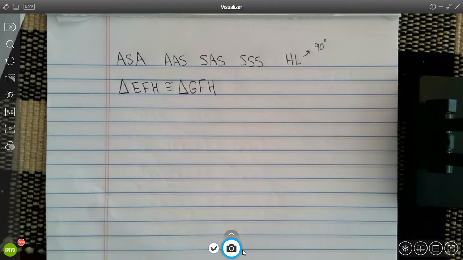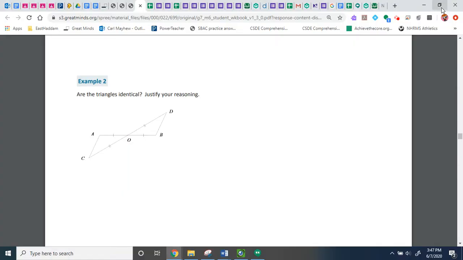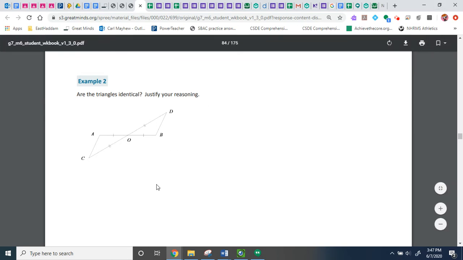Is side, angle, side one of our triangle congruence theorems that we can actually use? Yeah, it's one of our 4 right here. And so just by seeing that we have a side, angle, and side that are all congruent on both triangles, that's enough information to show that these two triangles are congruent to one another.